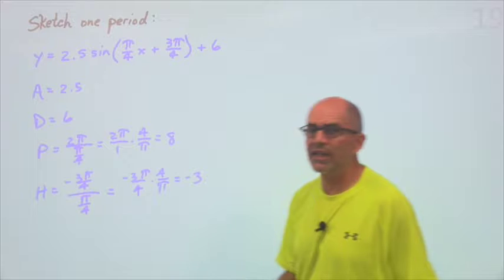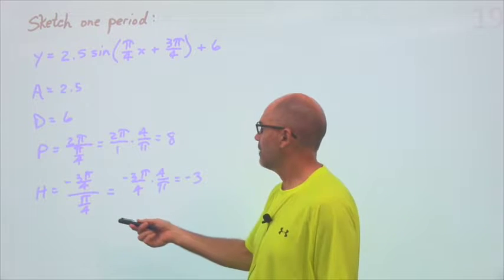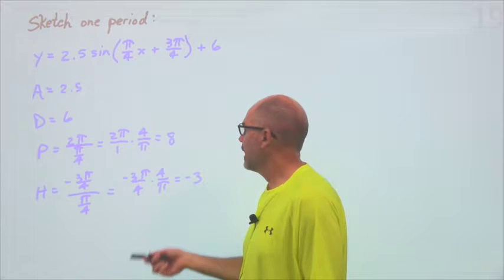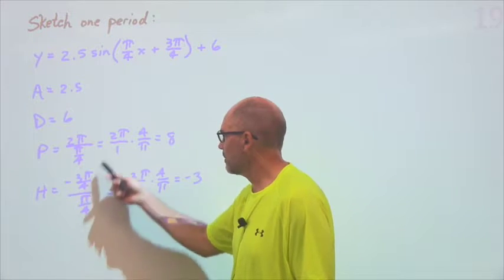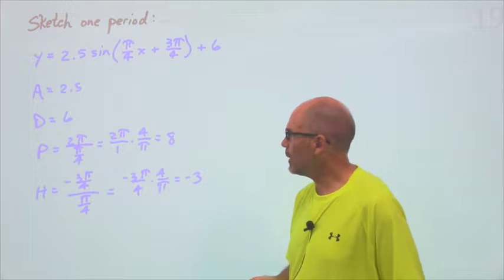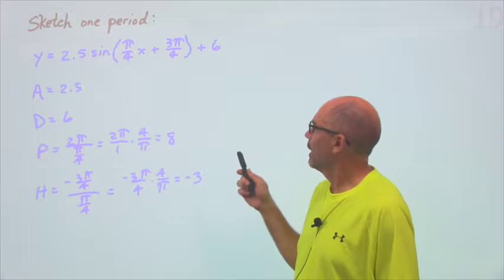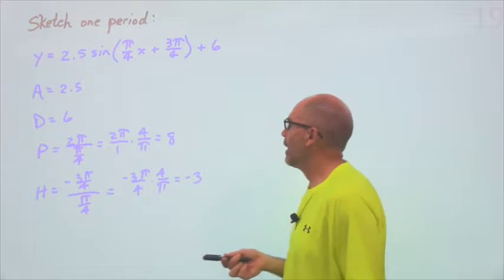Now you don't really need to flip the bottom and multiply, because notice if you just see pi over 4 on top and pi over 4 on the bottom, you cancel your pi over 4s, and you're left with just negative 3. So we have everything we need. It's time to make our graph.